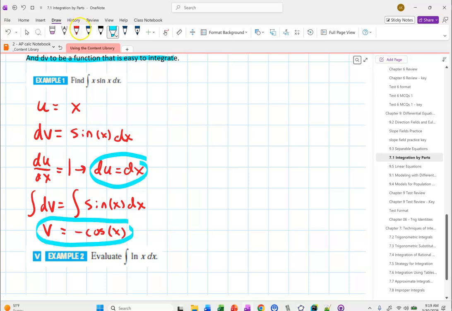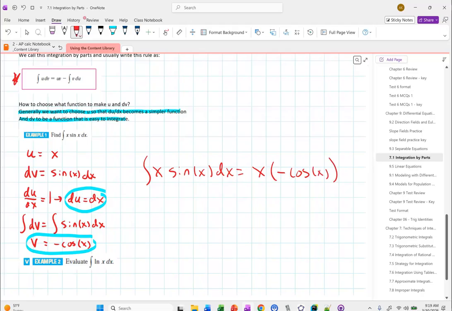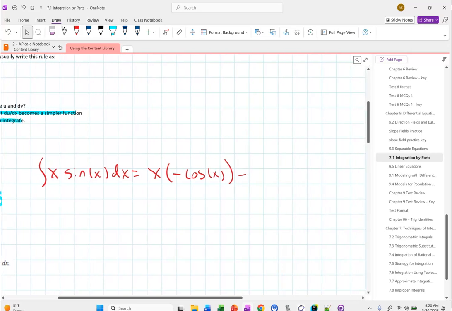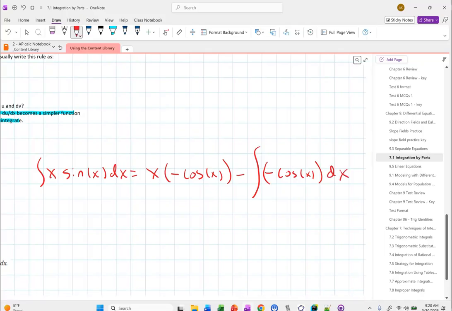So if I go back to my formula now, this integral is u times v minus the integral of v du. Is everybody okay with the setup so far? I'll pull that negative sign through. What's the integral of cosine x dx? Sine x. Yep.